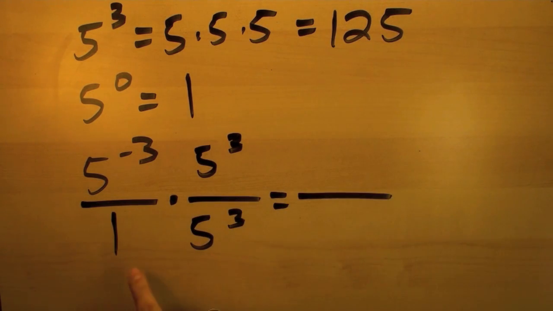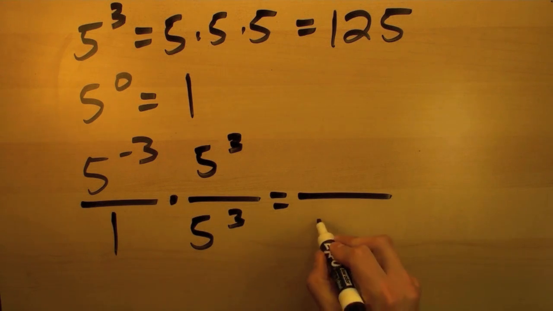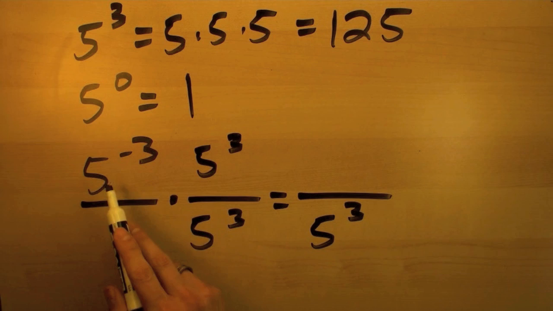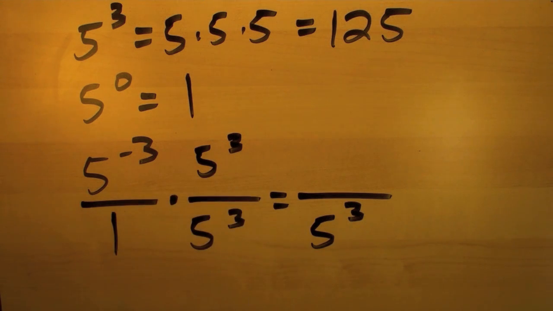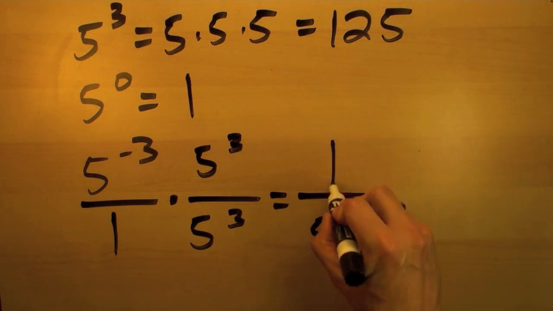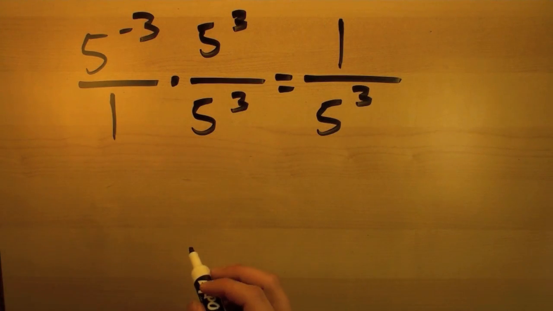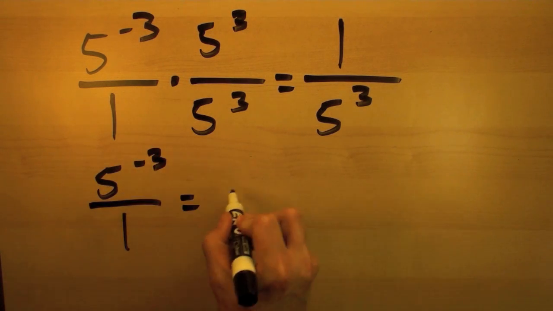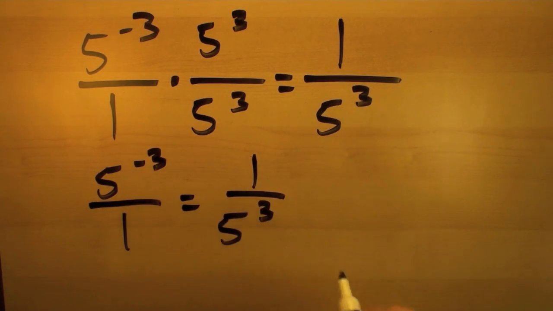Well, on the bottom, 1 times 5 cubed is going to be 5 cubed. And on top, we get 5 to the negative 3 times 5 to the positive 3. Remember, we add those exponents. That's going to give us 5 to the 0, or 1. In other words, 5 to the negative 3 over 1 is equal to 1 over 5 cubed.